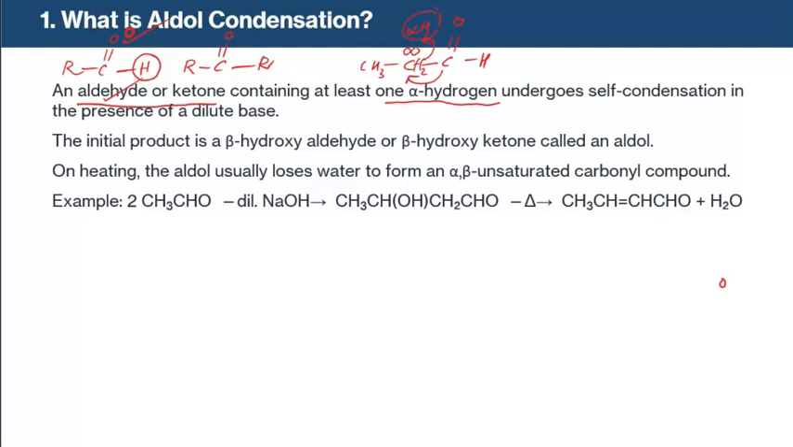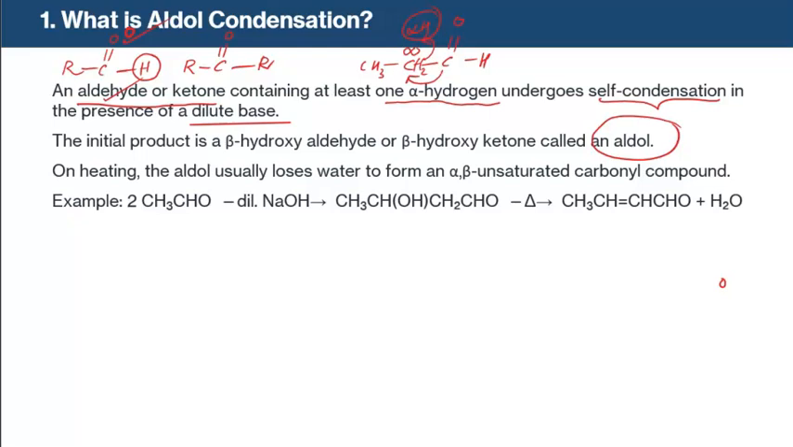You know what an aldehyde is, and what a ketone is. A compound that contains at least one alpha hydrogen undergoes a self-condensation reaction in the presence of a dilute base. This reaction is known as the aldol condensation reaction. The initial product is a beta hydroxyaldehyde or a beta hydroxy ketone, which is known as an aldol.